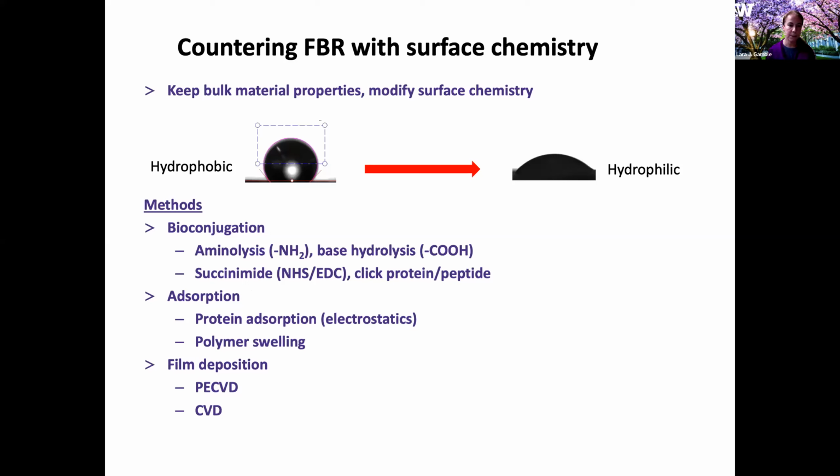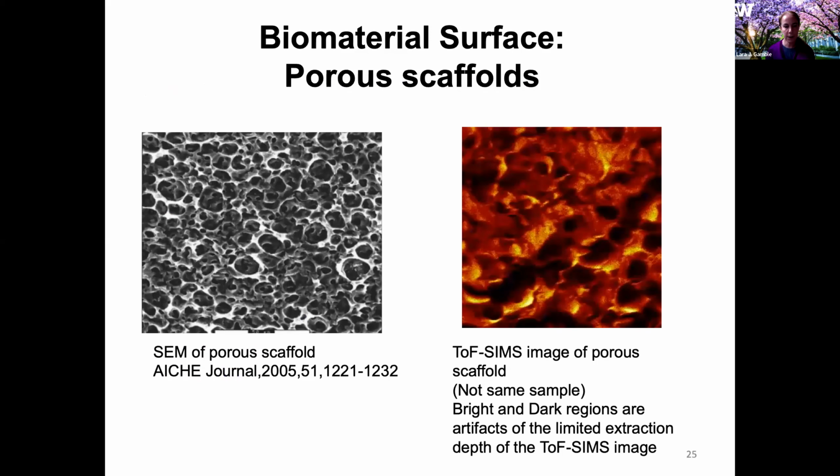The surface chemistry of the scaffold can affect things like protein absorption and the swelling of the polymer, and people do this in a variety of different ways, either just by chemistry or also by chemical vapor deposition or plasma vapor deposition. So we were working with people on that, and one thing we first found just by doing some basic porous samples is, here's an SEM of a porous scaffold, just pulled from a journal article, and here's one of our first TOF-SIMS images of a porous scaffold.